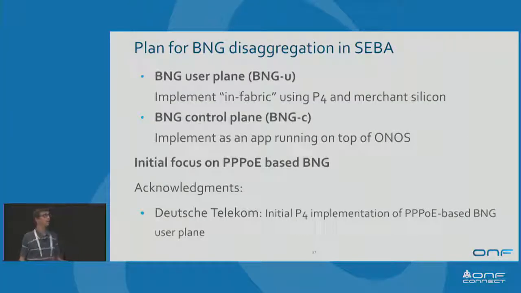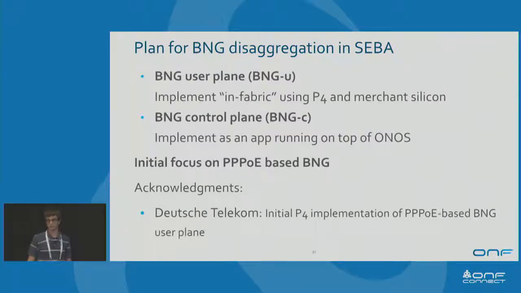The plan that we have for BNG disaggregation in SEBA is disaggregating the black box into two main blocks: the user plane, identified as BNG-U, and the control plane, BNG-C. The user plane manages mainly the data plane traffic of a subscriber, and can be implemented directly in the fabric in a SEBA pod using P4 and merchant silicon.